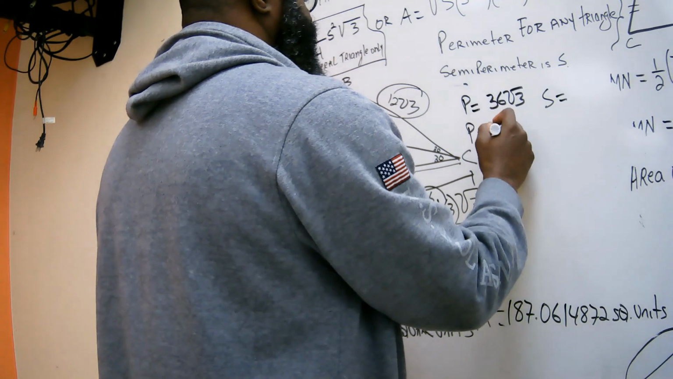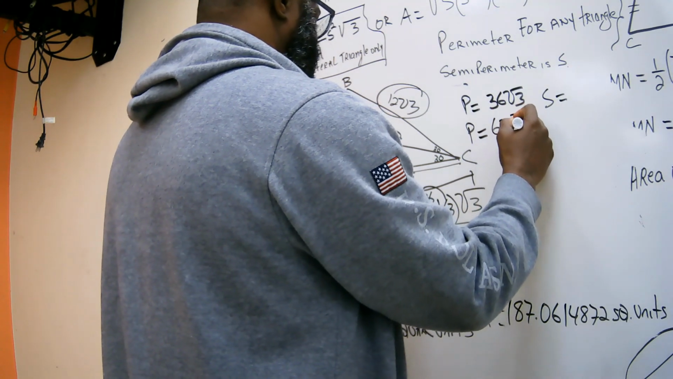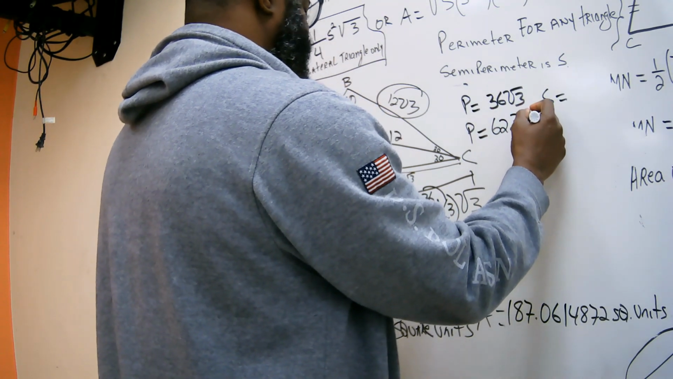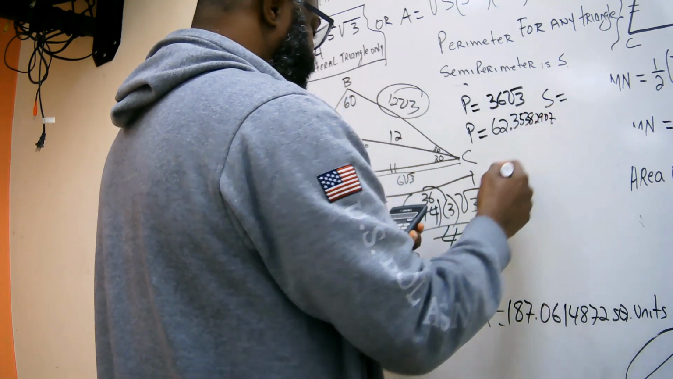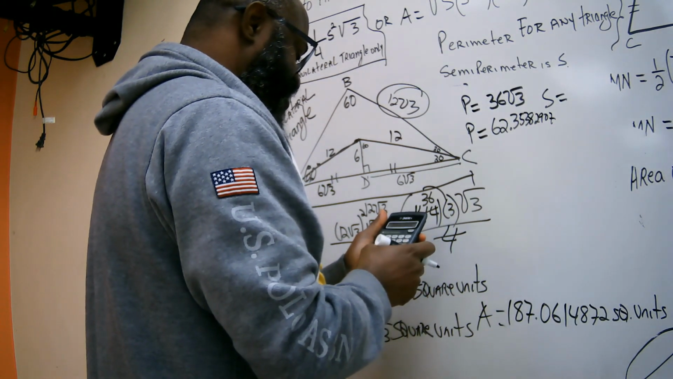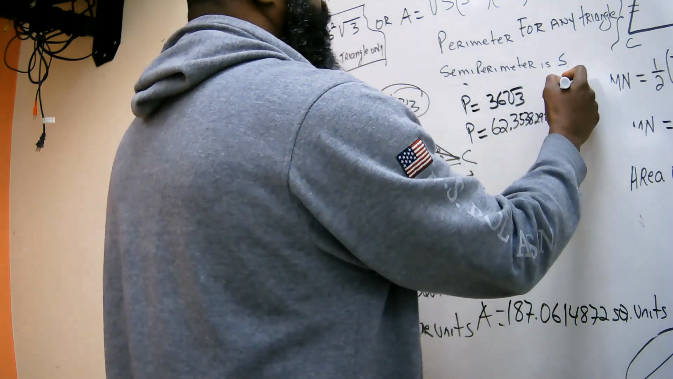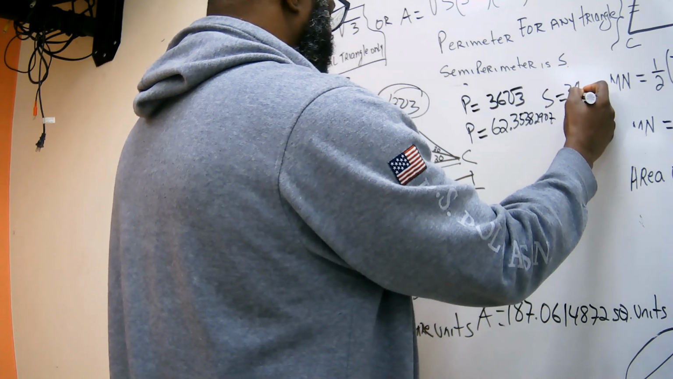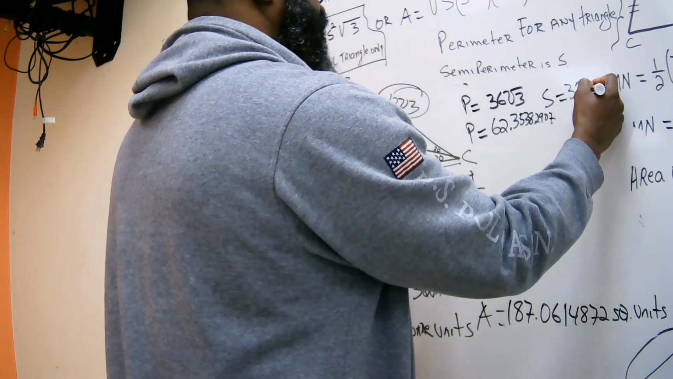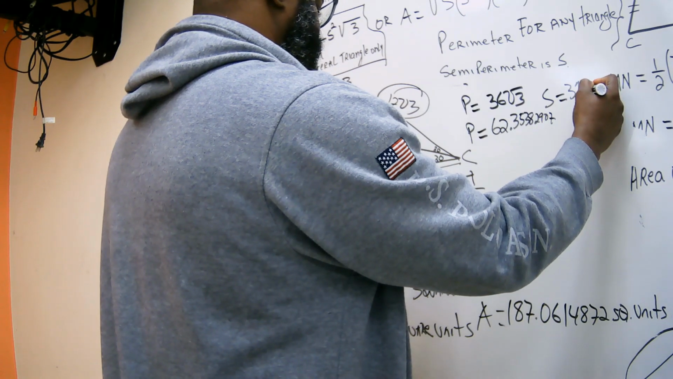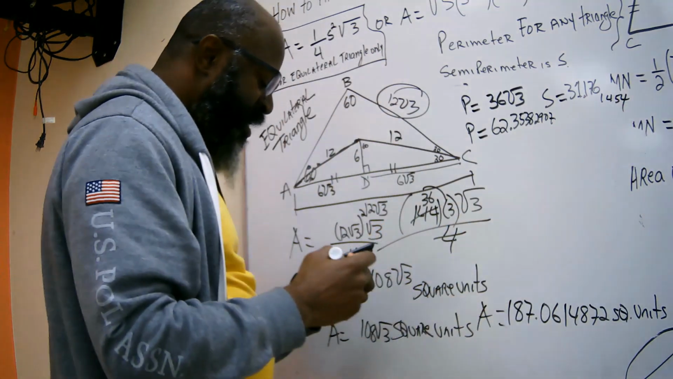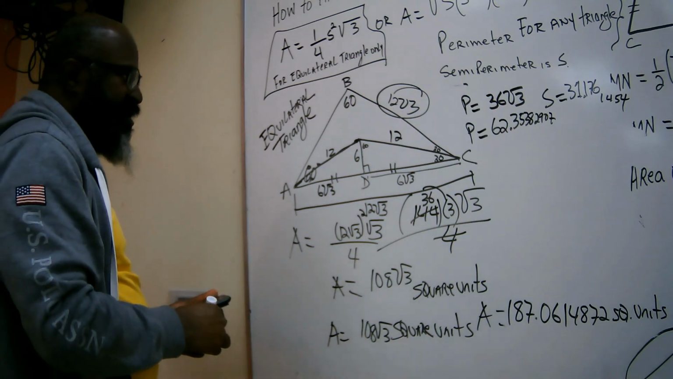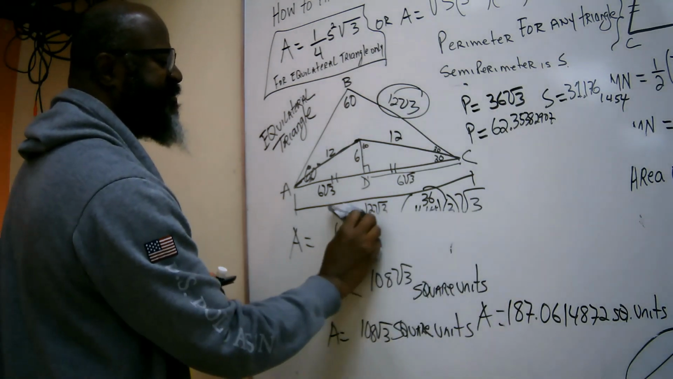The perimeter will be 62.35382907, and divide this by 2. That will give you the semi-perimeter. And this S is 31.17691454. Then we're going to use the Heron formula to evaluate that.